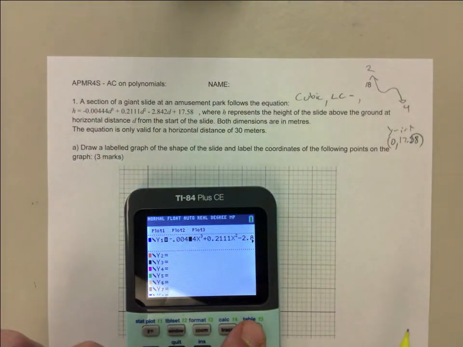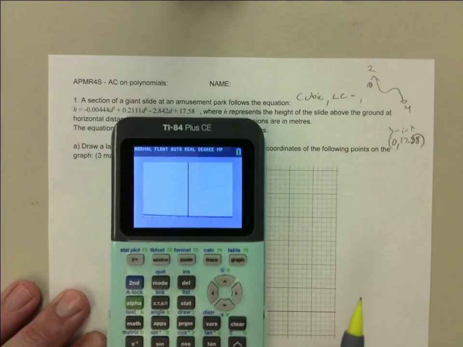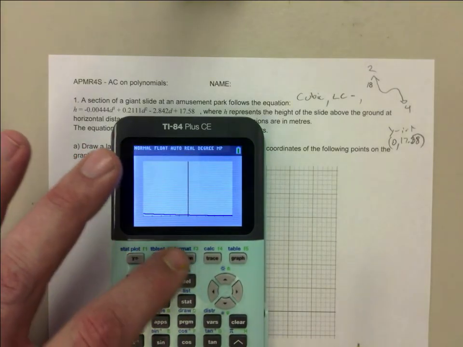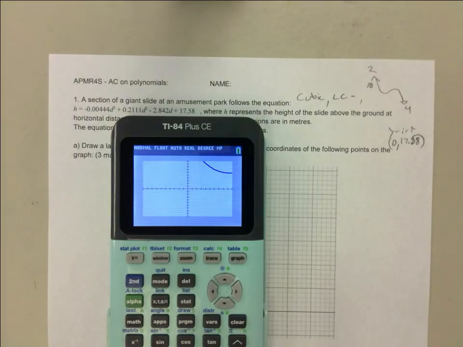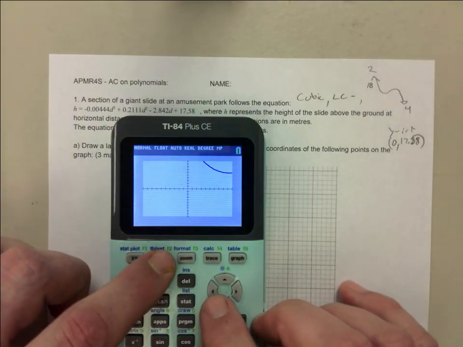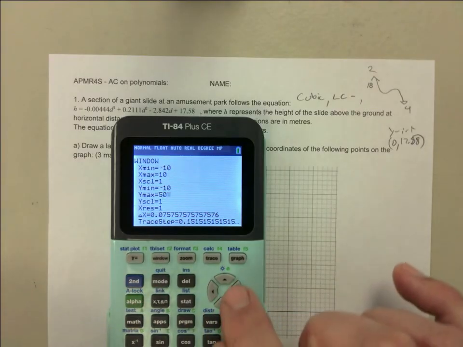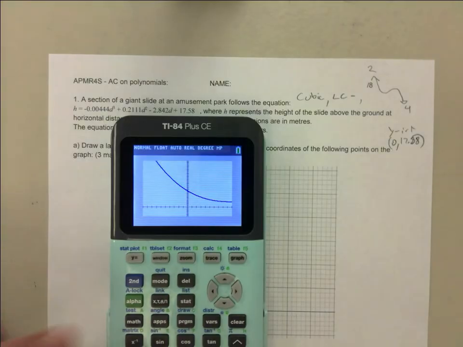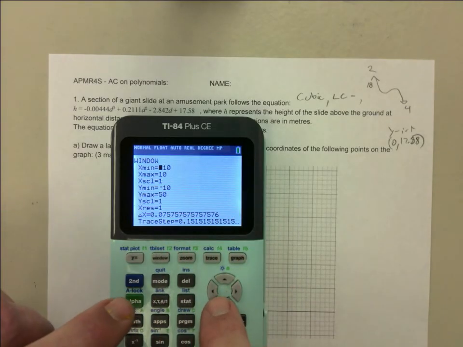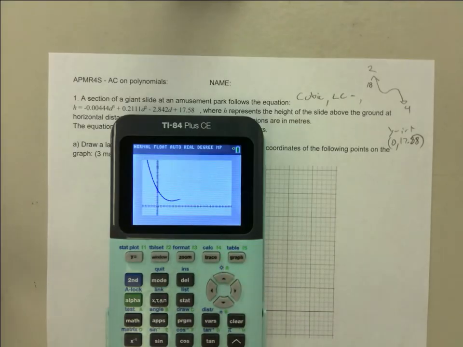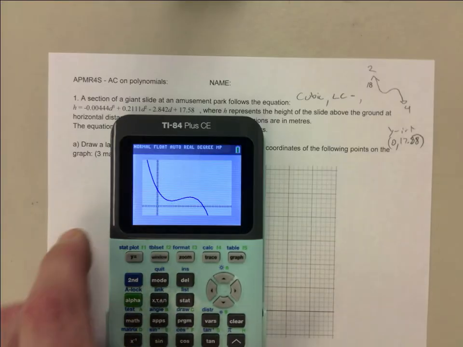Okay? Let's graph it. Not a very good graph. I'm going to try zoom standard. I see some of it. I'm going to chase it now. Y max first. 50, let's try that. X max next. 50, let's try that. Pretty good. Okay? That's what you should observe.